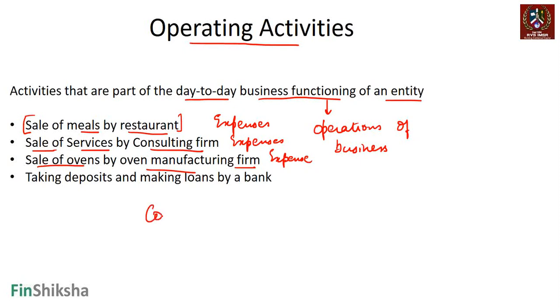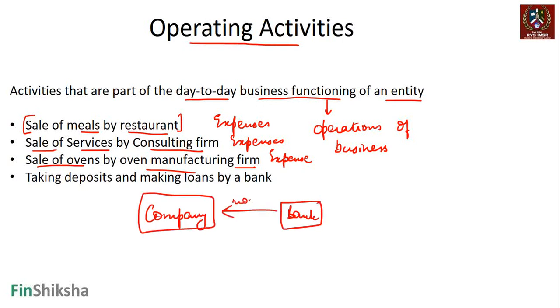Now, think of a company that raises money from a bank. The bank gives money to the company; that's a loan that is given. If you're looking at the company, raising money is not an operating activity. It'll get classified somewhere else. But what if we are looking at the bank? What is the business for the bank? Taking money in the form of deposits and giving out money in the form of loans is the day-to-day activity for a bank. So from the bank's perspective, this is an operational activity. Taking deposits and making loans is an operational activity for a bank.